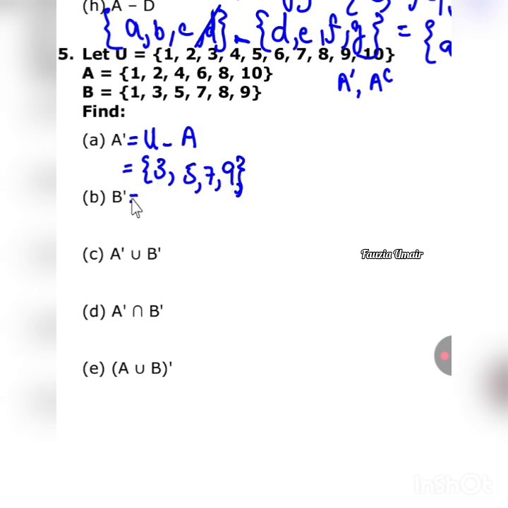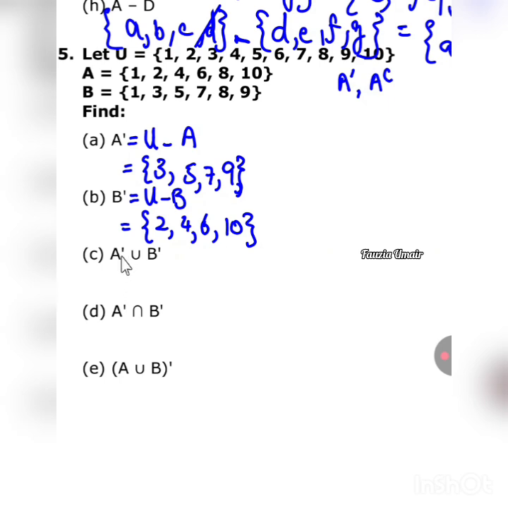So now B complement is universal set minus B. The universal set is having 10 elements, and B is having 6 elements. Those 6 will be gone, and the remaining elements will come in the answer. So 2 will come, 3, 4 will come, then 6 will come, then 7, 8, 9 will not come, and 10 will come. So these are the 4 elements of B complement.